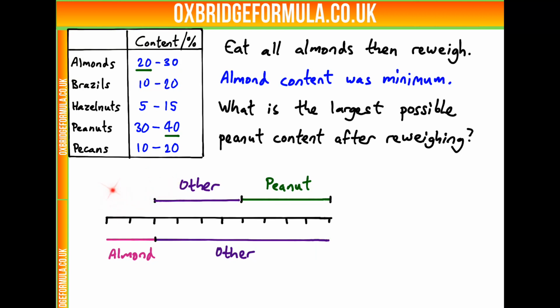And now, what is the peanut content of this packet after we've reweighed it? So it's not 40% because that was the proportion of the original 100%. We're now considering the peanut content as a percentage of just these 8 sections, so the peanuts and the other nuts. And what is that? Well, we can see it takes up 4 out of these 8 sections, and that corresponds to exactly half, or 50%, of the packet after reweighing. So our final answer is 50%.